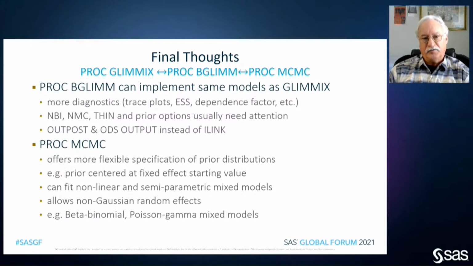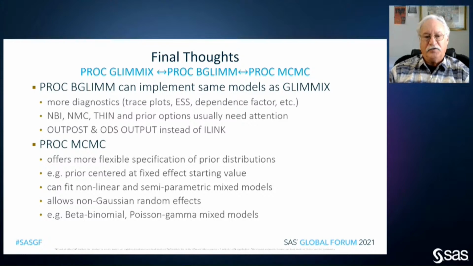You need to look at the trace plots. You need to look at the effective sample sizes, the dependence factors, the other diagnostics that we talked about. Typically, the NBI, NMC, thin, and prior options will need attention. The defaults very often do not work, particularly when you're working with non-Gaussian data.